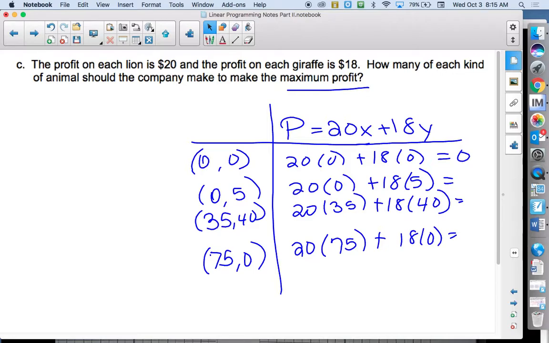So Brand, how many animals should they make? 75. Yeah, they should make 75 lions. Should skip the giraffes. Poor giraffes, they're pretty to look at. Because the max profit occurs when you make 75 lions.